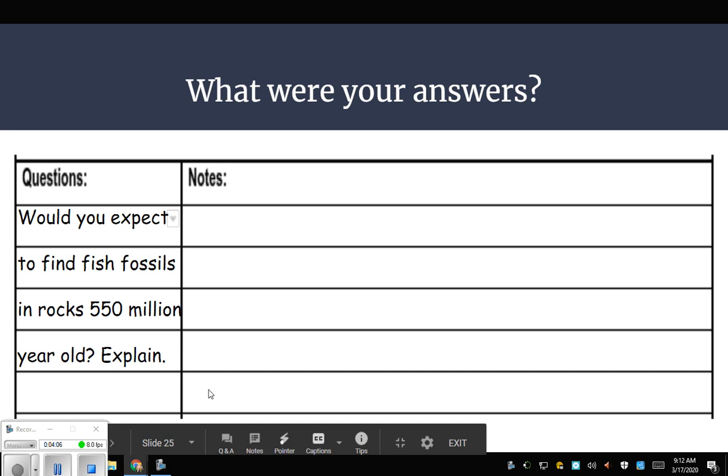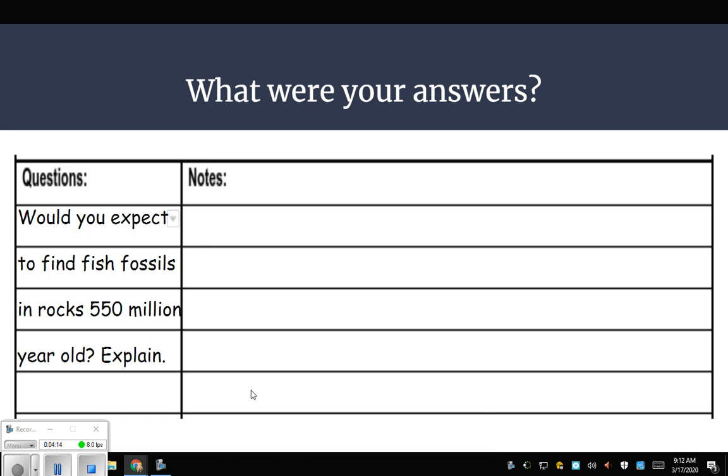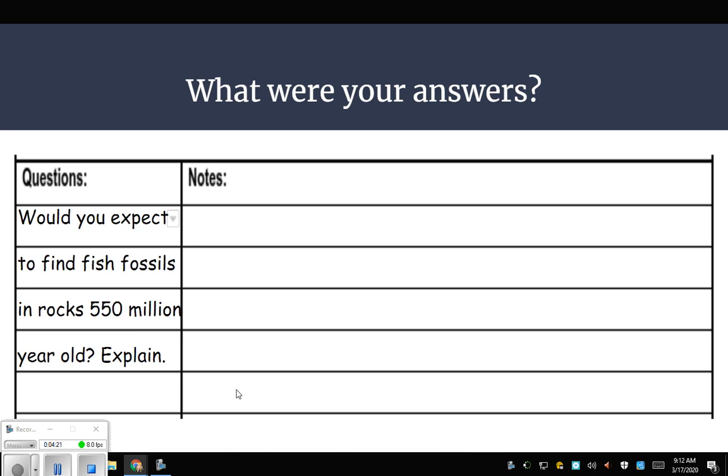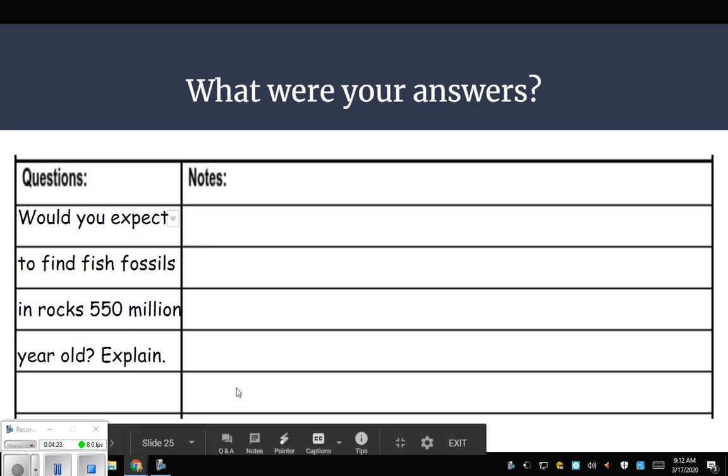The last one. Would you expect to find fish fossils in rock 550 million years old? And explain your answer. No, you wouldn't. Fish did not appear until later in the fossil record. This was during the Ordovician period. So that's essentially what you need to have down. No, they didn't appear until later in the fossil records.